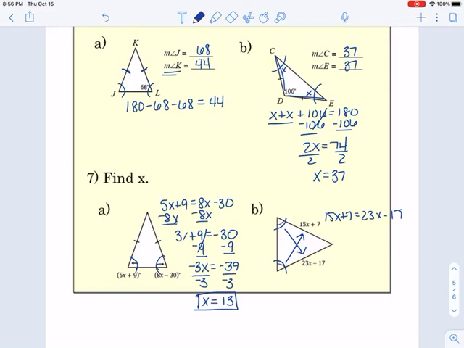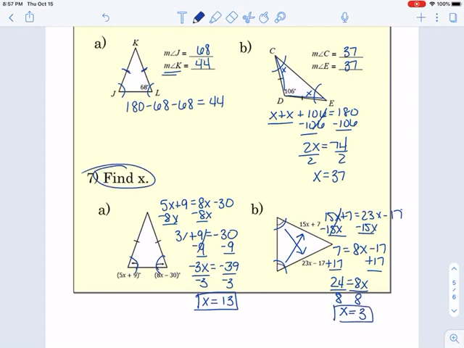Again, it doesn't matter what you do first here. I'm going to subtract 15x from both sides, so we'll get rid of those. I'm going to be left with 7 equals 8x minus 17. I'll add 17 to both sides, and 24 is going to equal 8x. The opposite of multiplying by 8 is to divide by 8, and 24 divided by 8 will be 3. Again, it only asked me to find x. I found it. I'm done.